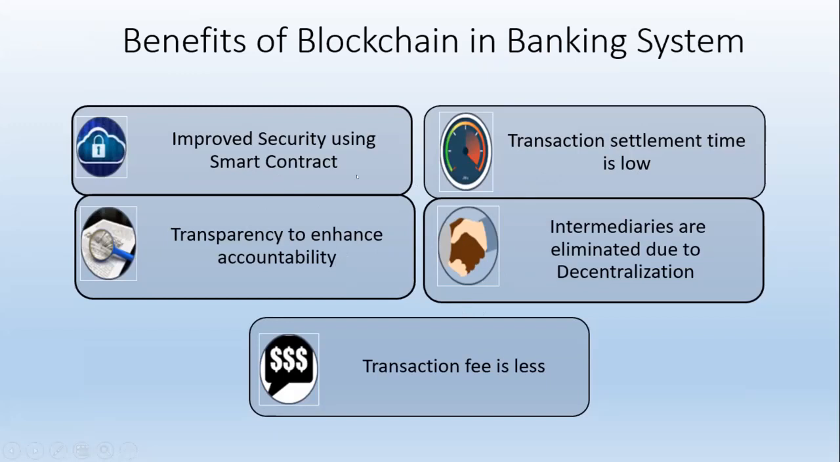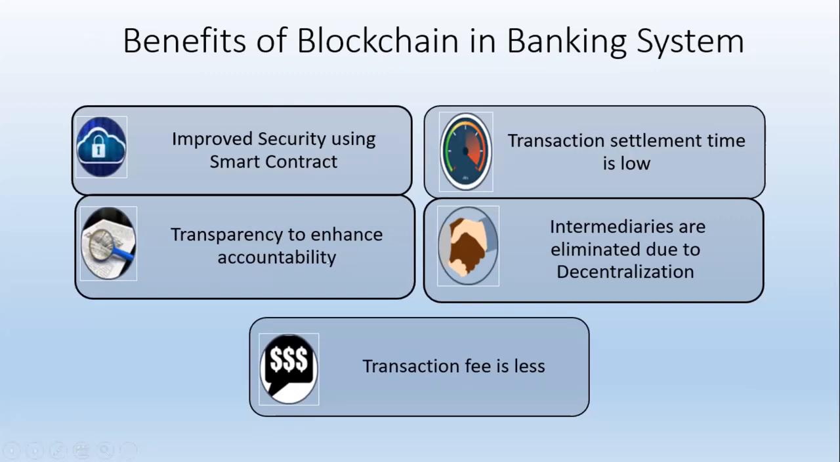A smart contract is nothing but a component of a blockchain, wherein you define the business policies, rules and regulations, and who has to be part of the network. Everything about your business policies you determine in smart contracts, thereby improving the security. And then transparency is enhanced, to enhance accountability.